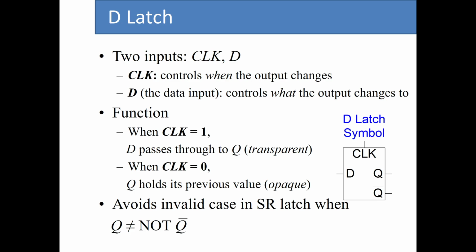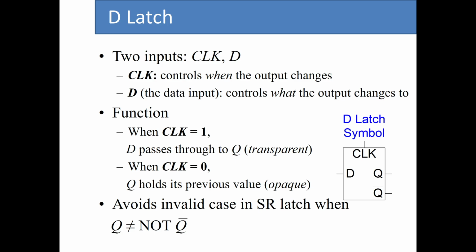In this video, I want to talk about the D-Latch. If you remember from the previous video, when I talked about the SR latch, I said that there are two main problems with the SR latch. One is we have this invalid case in which when S and R are both ones, both Q and Q bar become 0, which makes Q not be the complement of Q bar.